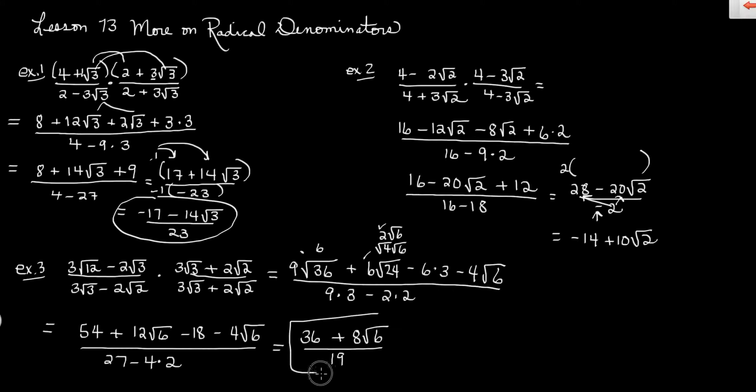All right, just be really careful with these. There's a lot of opportunities for mistakes, especially when you have things like this that you have to simplify. And when you have a negative in the denominator, you have to make sure you multiply top and bottom by the negative to get rid of it. So that is it for lesson 73.